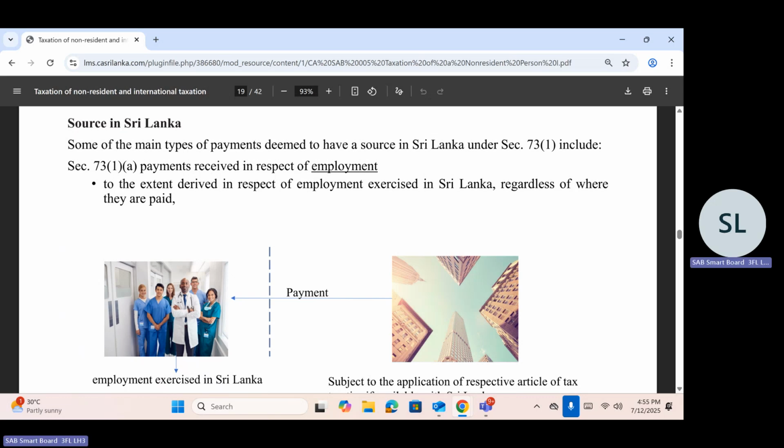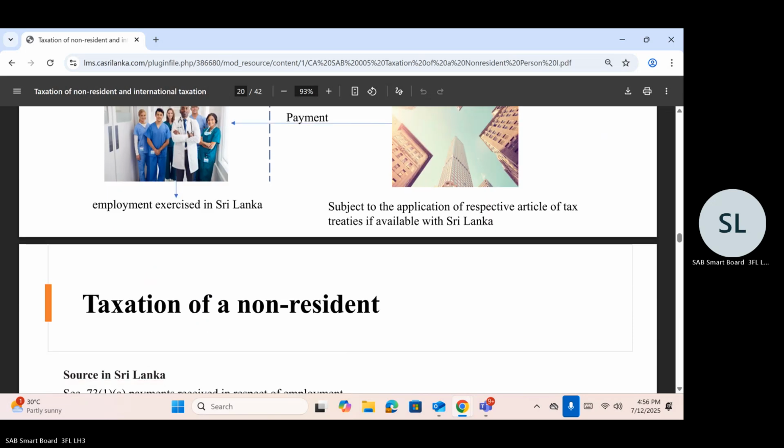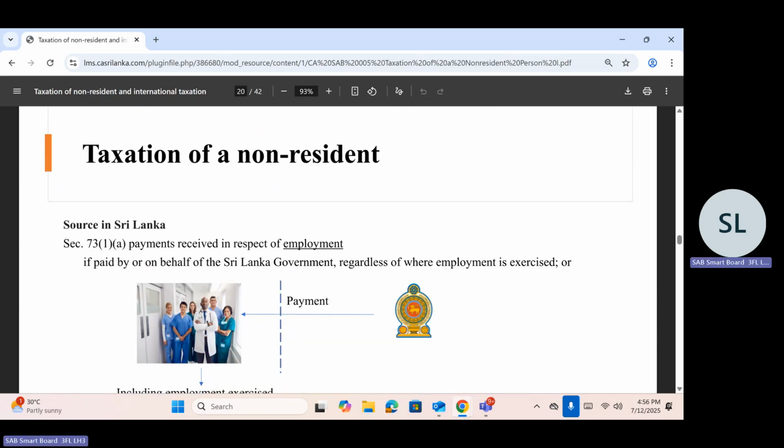For a non-resident individual who exercises employment in Sri Lanka, it says to the extent derived in respect of employment exercised in Sri Lanka, regardless of where they are paid. The payment point is not important. Whether they are paid in Sri Lanka or not, if they are exercising their employment in Sri Lanka, it shall be declared as a source in Sri Lanka.